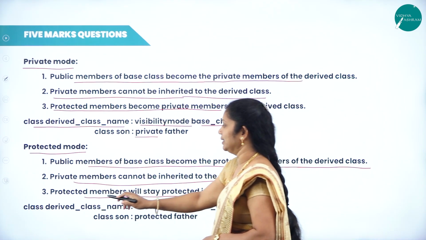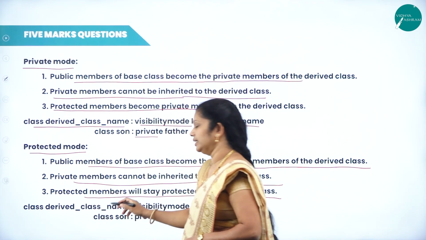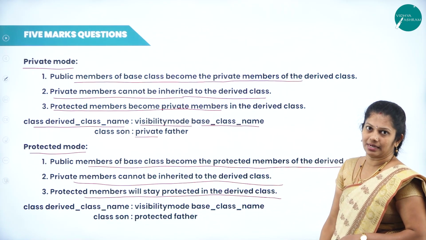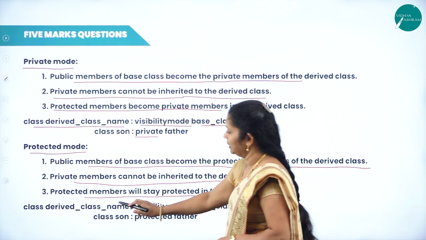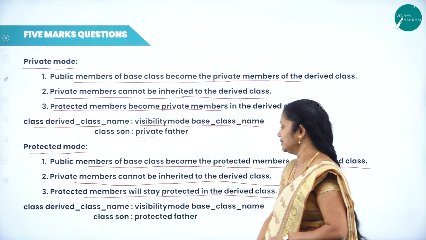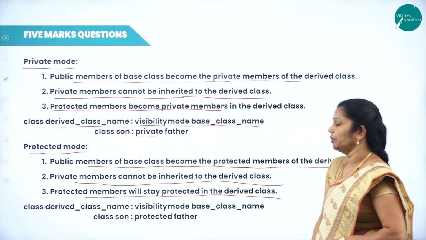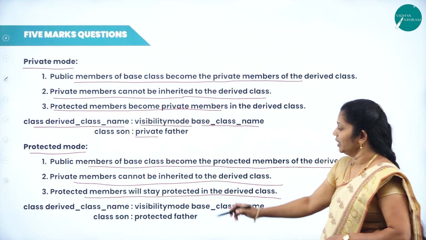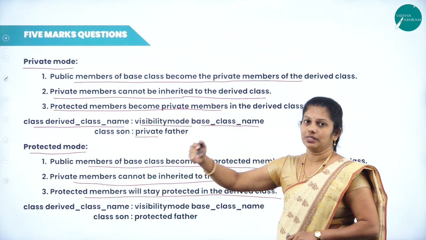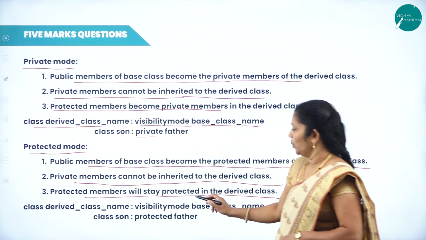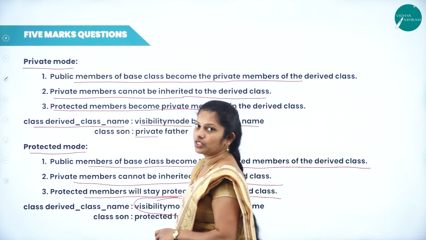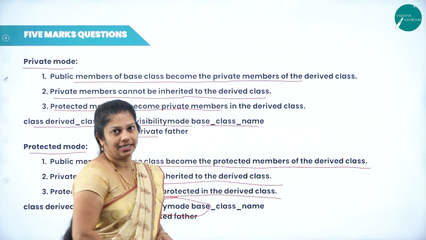Whereas here, while writing the syntax: class, then derived class name, then colon, visibility mode, then base class. While writing the example: class son is the derived class, then colon, the visibility mode, here we have written protected, then the base class is father. That means the father properties we are transferring to son. Like that we will represent. The visibility mode controls the access specifiers of the members of the base class in the derived class.